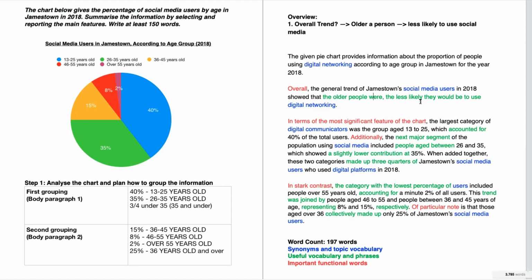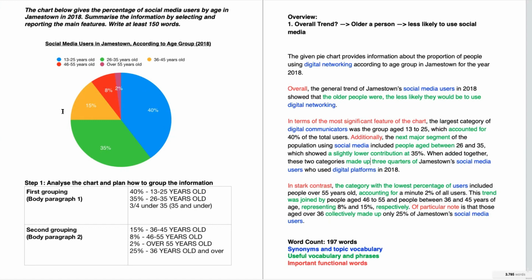Then with graphs, you could say accounted for when you're talking about percentages. So accounted for 40%. Now with pie charts specifically, you could say major segment. These are great words to use. And here we have people aged between. Now you want to use this between, and we had our lovely groupings here. So using this between and then two numbers is really helpful in this case. We also have a slightly lower contribution, and that is again for percentages. And I was calling attention to the fact that 35 is lower than 40. And made up, excellent phrasal verb, made up 3/4 of.